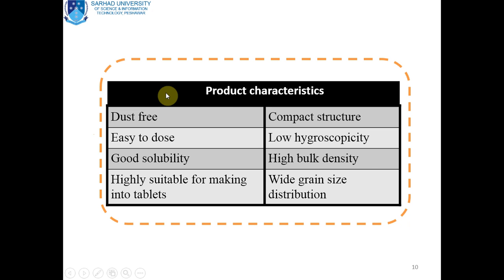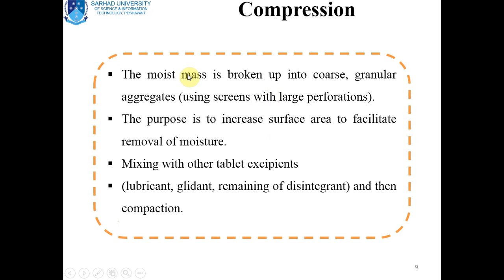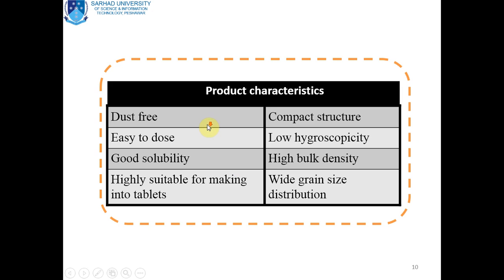wet granulation process. The product characteristics after this process are dust-free, easy to dose, good solubility, highly suitable for making into tablets, compact structure, low hygroscopicity, as well as high bulk density and wide grain size distribution. These are the product characteristics after the processing, the several steps that I have told you in this slide.